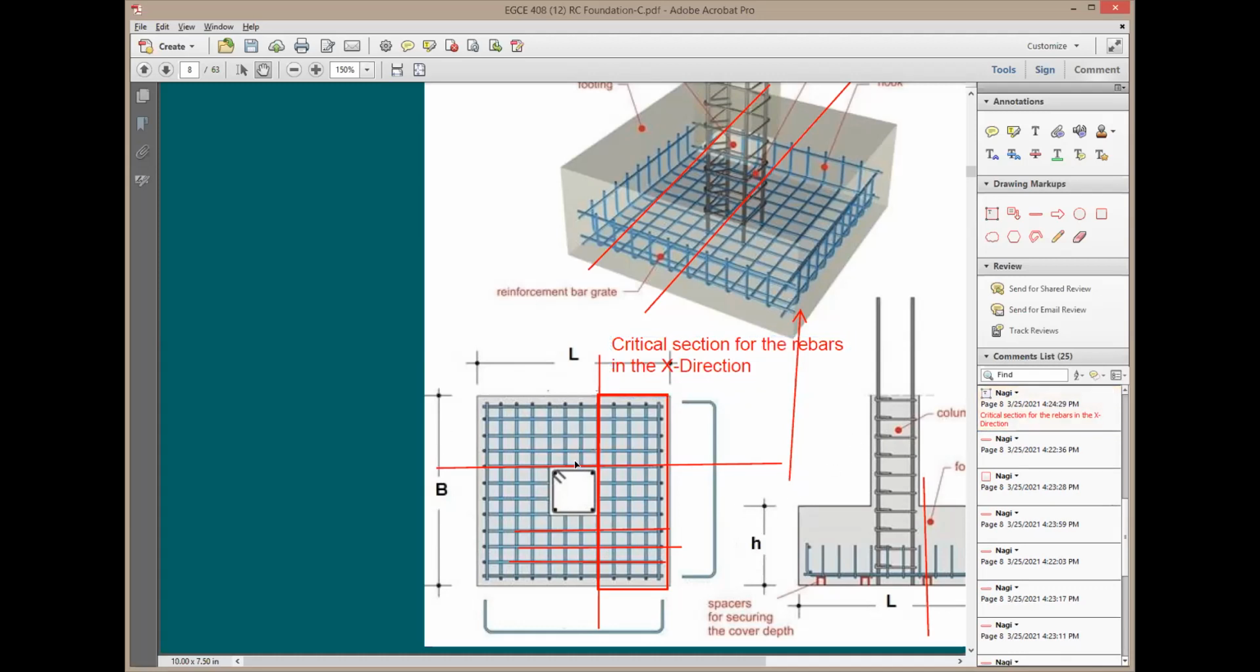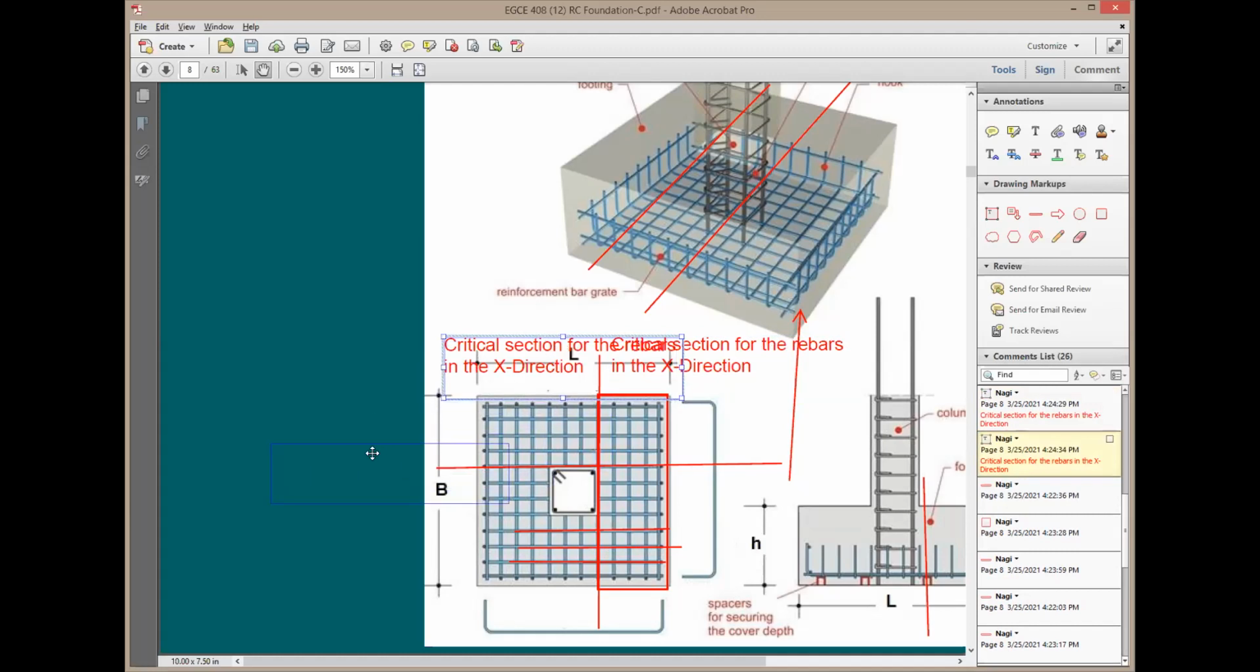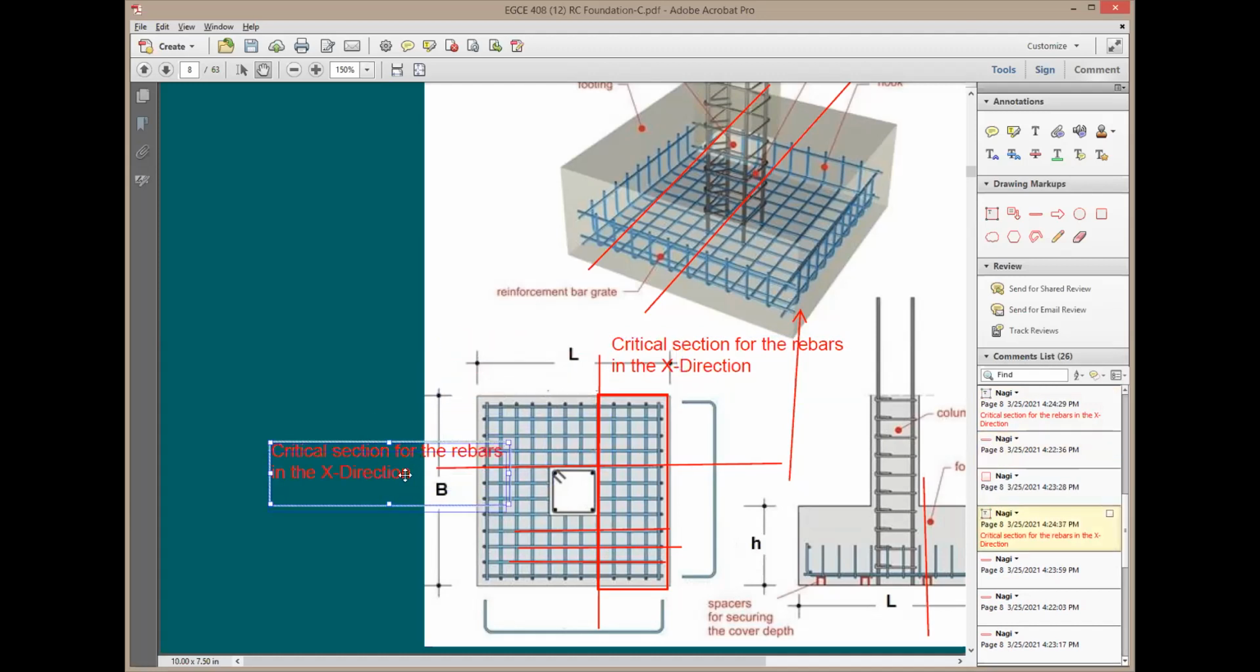How about this critical section here? You can see this critical section is going to be for the rebars in the Y direction. Now, which rebars are giving the Y direction? You can say this includes all of these rebars. All of these.